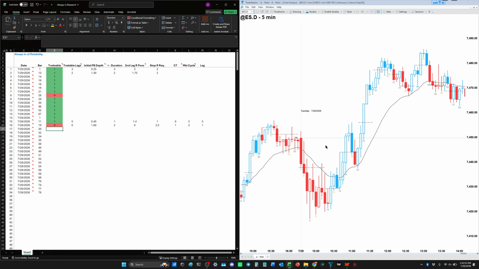We can do one more. All right, 20. This was certainly tradable legs afterwards. Well, we had one here, one there. There's two. There's a small one in here, but I'll just say two. Initial pullback depth of the bar. So low to close is how I'm measuring. Almost 50%. Guess what I'm going to put here? All right, duration, 1 bar. Second leg R possible. Well, here's 1R. There's probably 2, 3, maybe 4. I don't know. Put 4.